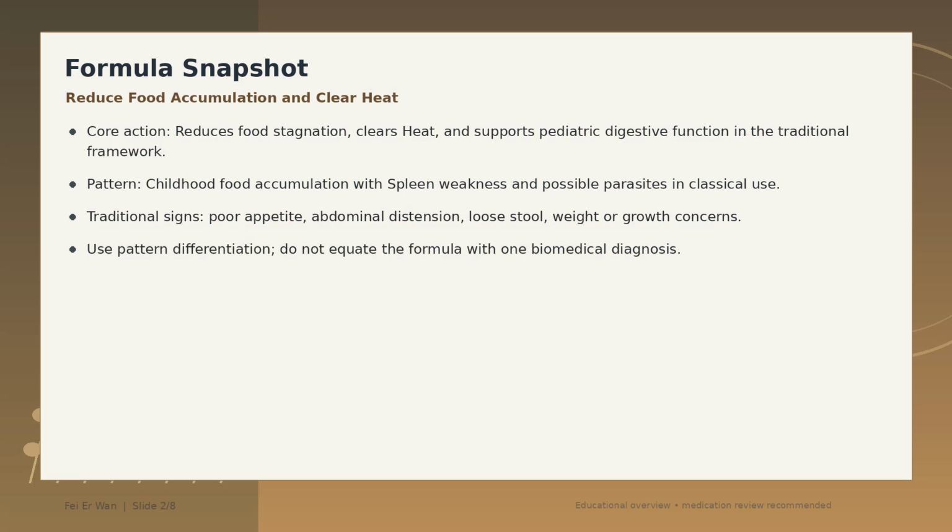The traditional target pattern is childhood food accumulation with spleen weakness and possible parasites in classical use. Typical clues include poor appetite, abdominal distension, loose stool, weight or growth concerns, irritability, and a greasy coat. These findings are not all required, and the same biomedical diagnosis can present with different Chinese medicine patterns. Conversely, these traditional signs can arise from multiple biomedical conditions. That is why pattern differentiation and conventional red flag screening should occur together.